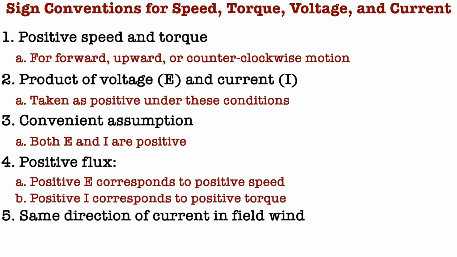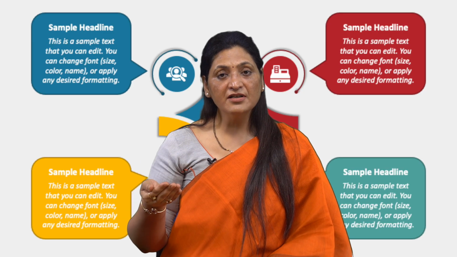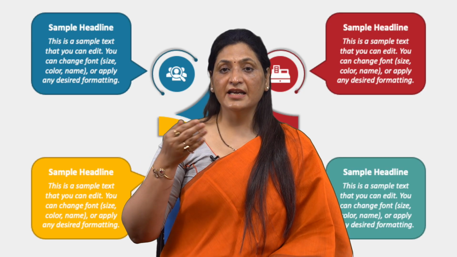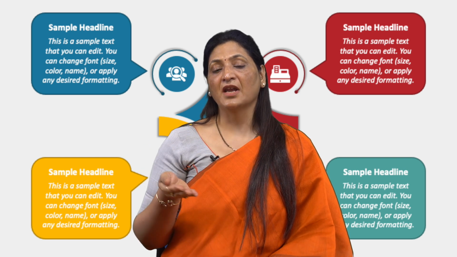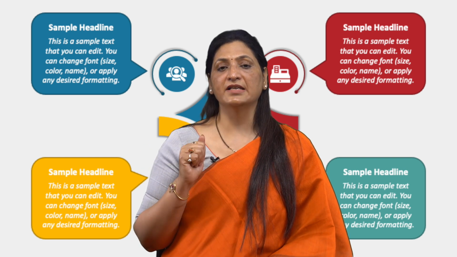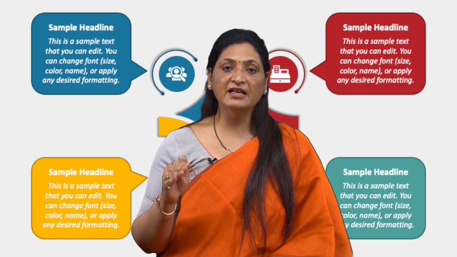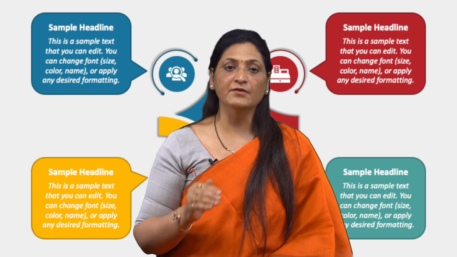If in all the circuits the direction of the current in the field winding is assumed to be the same, the flux is automatically positive. Then the negative armature current indicates what? It indicates a negative torque, that is, the torque in the reverse, downward or clockwise direction. Similarly, negative EMF indicates negative speed.